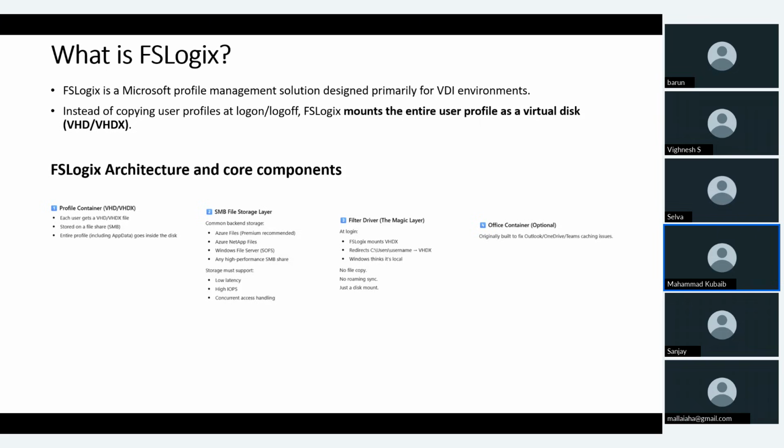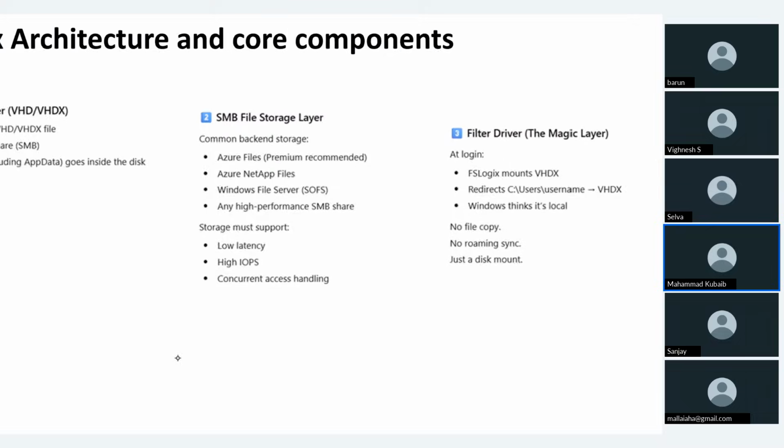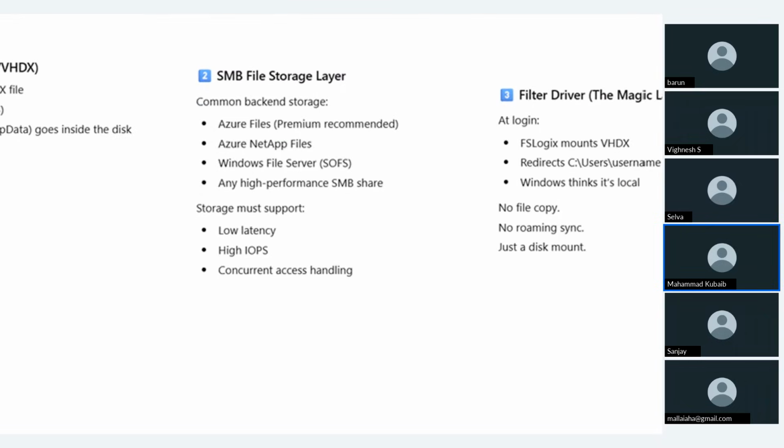Let's say if you wanted to create your own Windows file server cluster, then you can also use that. However, that is not recommended. And when it comes to storage, a very important consideration is low latency. You should have less than 5 to 6 millisecond latency between your virtual machine and your storage. You cannot have more than that.